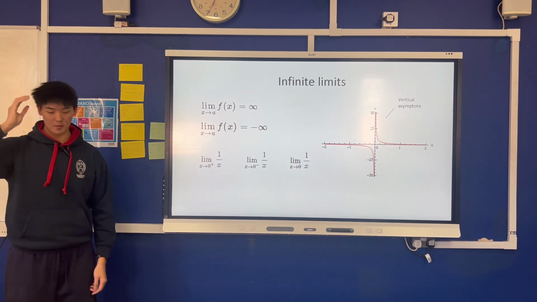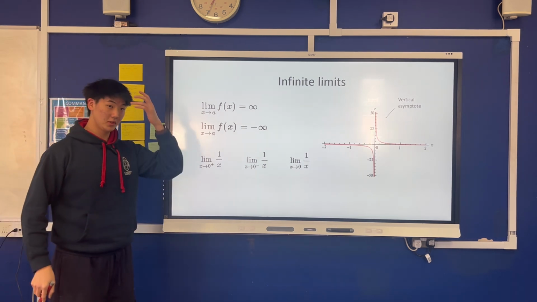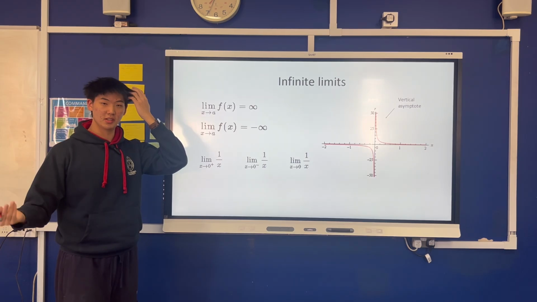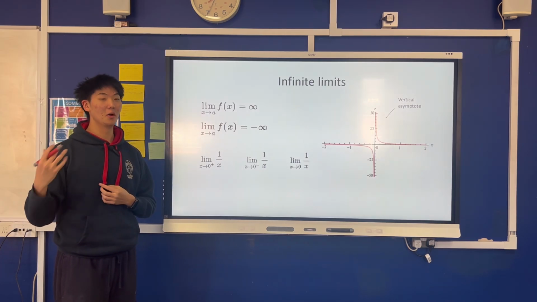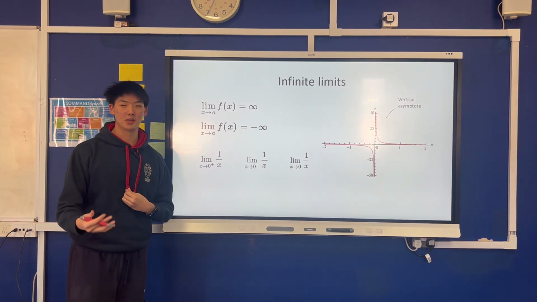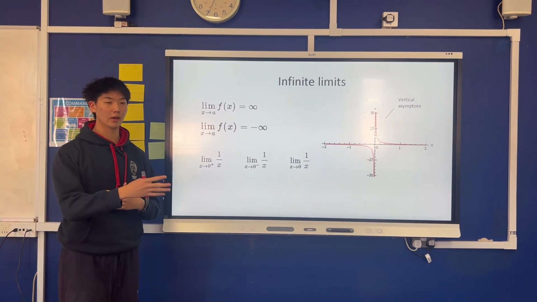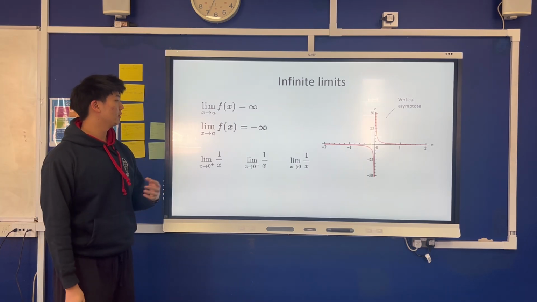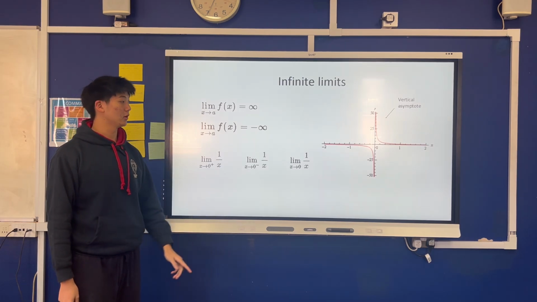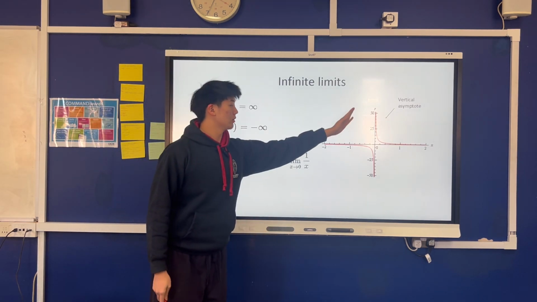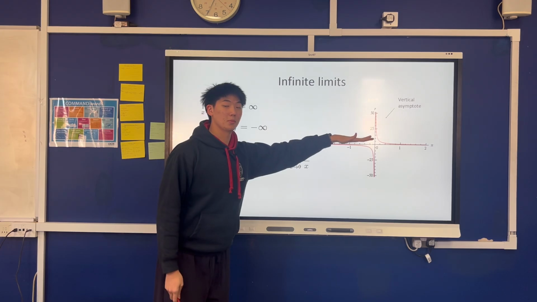Now we've got infinite limits. Infinite limits aren't when x approaches infinity. Sorry, x doesn't approach the number infinity. We use infinity as a concept here. It's when you describe something getting really big or really small. We've got the graph of 1 over x, which is a very good example because it has a vertical asymptote here and a horizontal asymptote here.